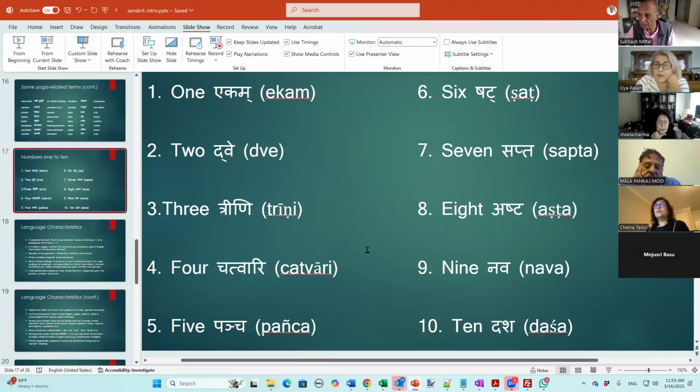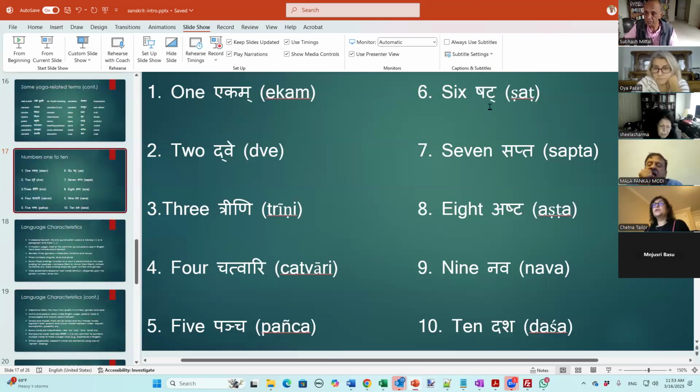Trini. Trini. Chatvari. Yeah. Pancha. Pancha. Chatvari. Pancha. Shat. Now, this one is not shata, it's shat. Shat. This is the sh with the back of the palate sound.